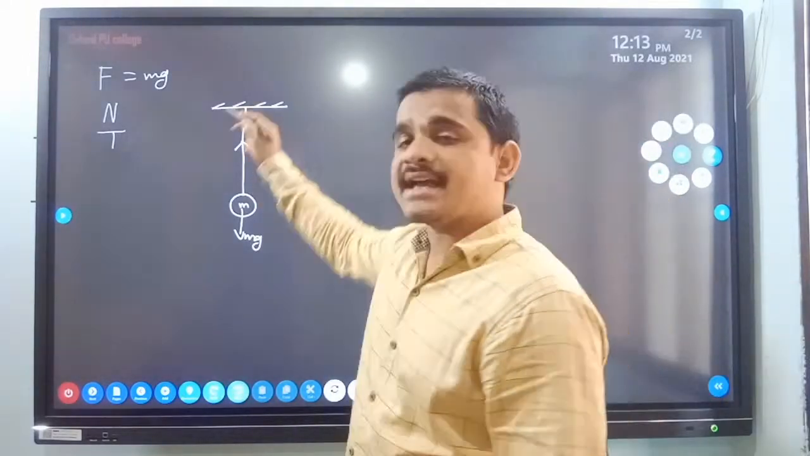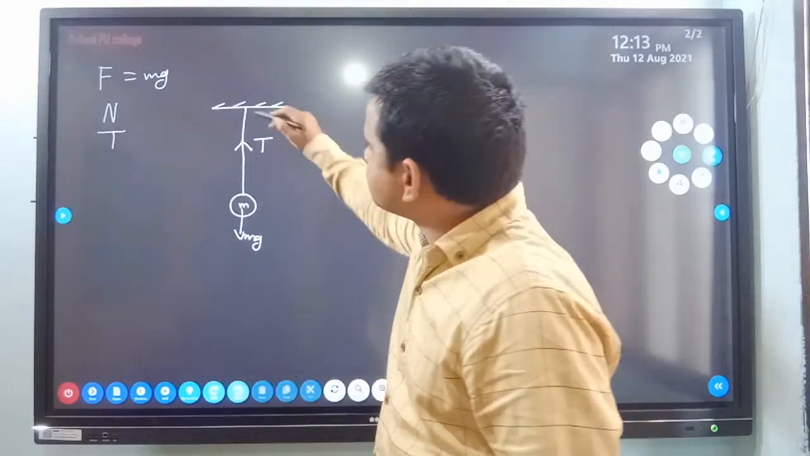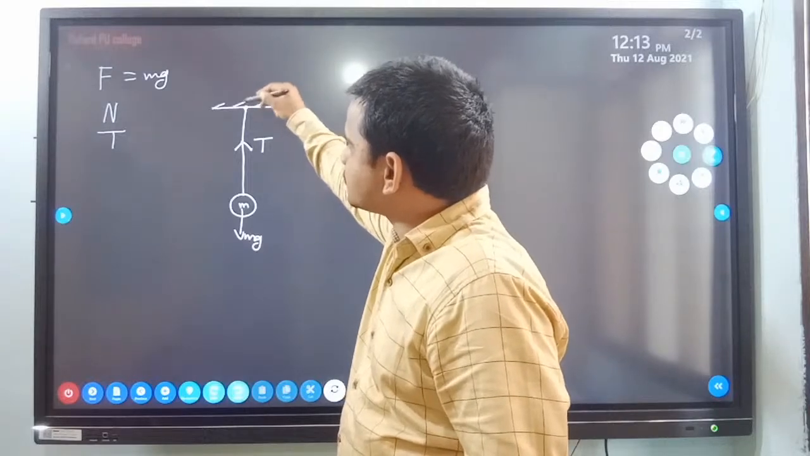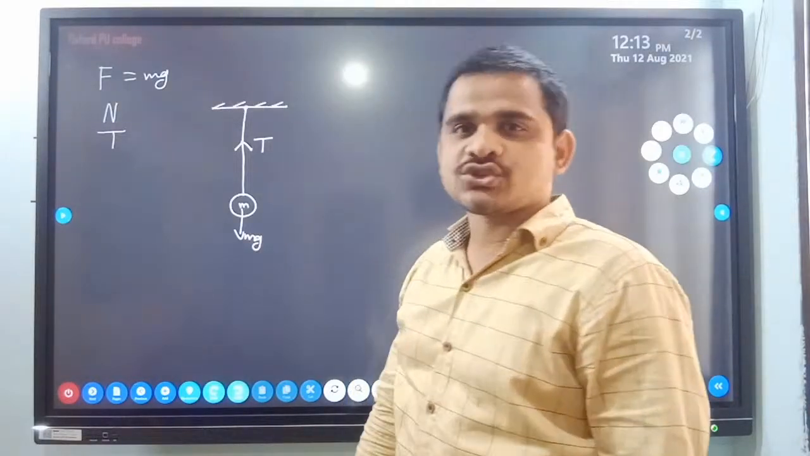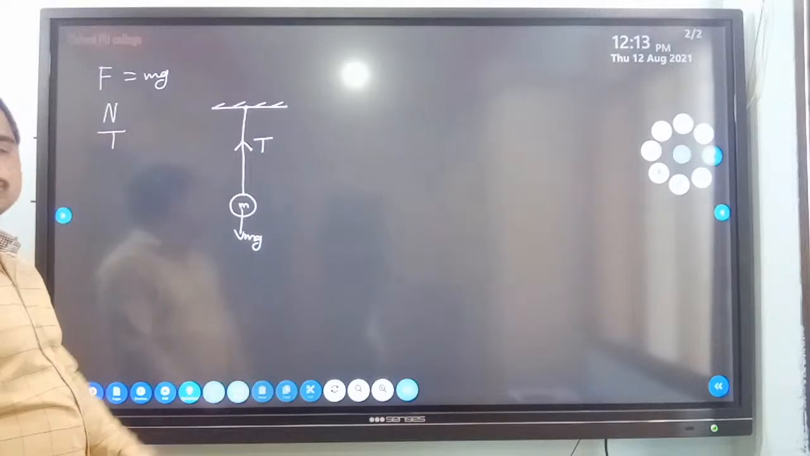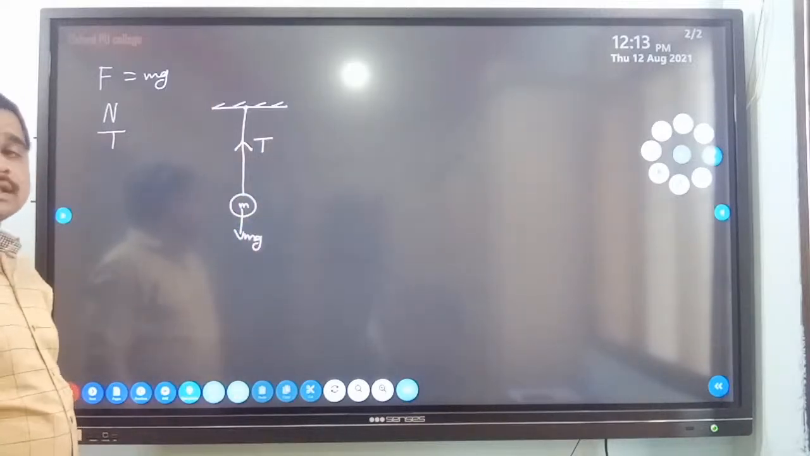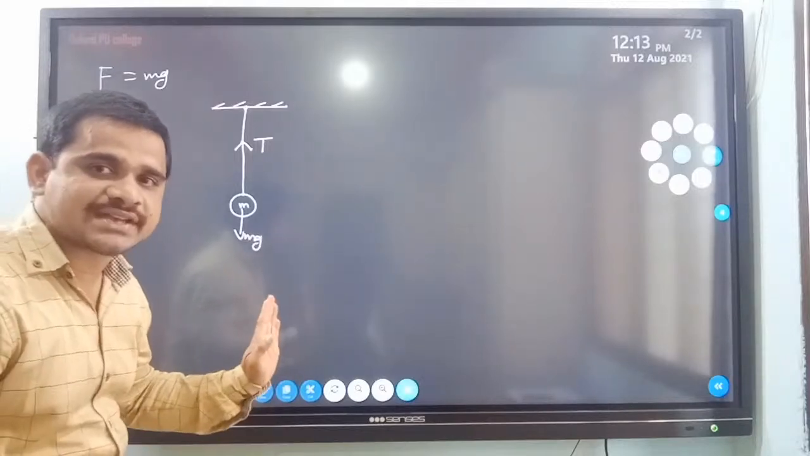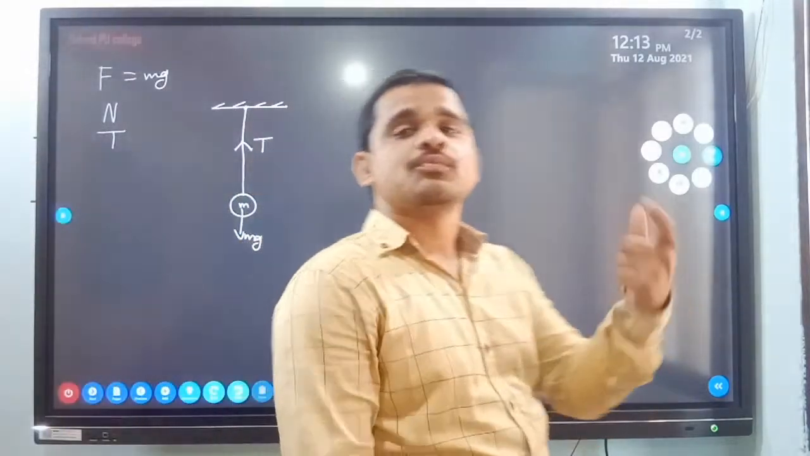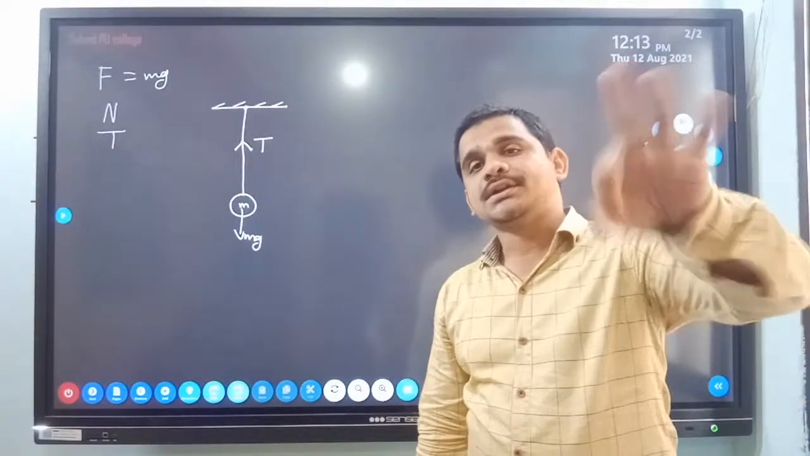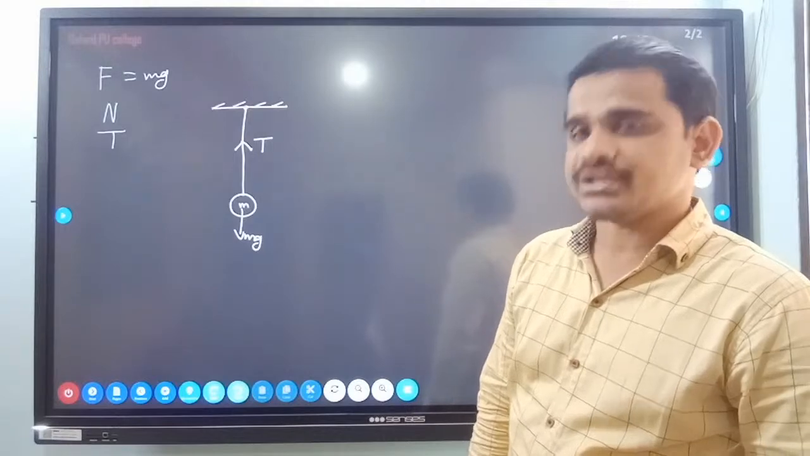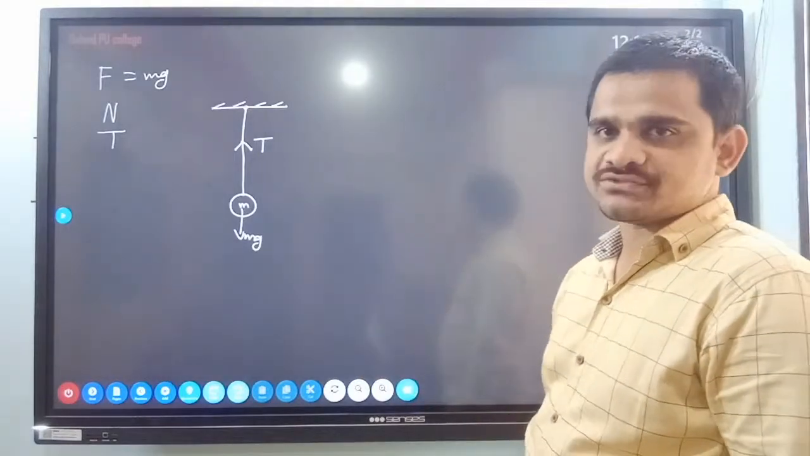Always this force acts towards the point of suspension. This is the point of suspension. So this tension always acts towards the point of suspension. No doubt here. Mg acts vertically downward. Normal force acts perpendicular to the surfaces which are in contact, whereas this tension acts towards the point of suspension. This is the one force which we are having.